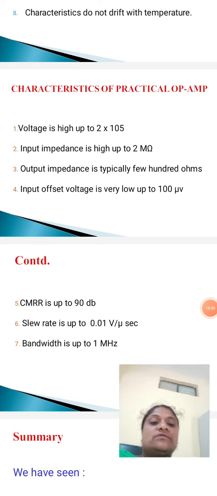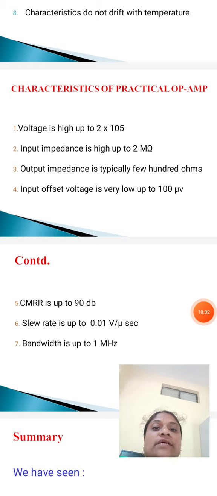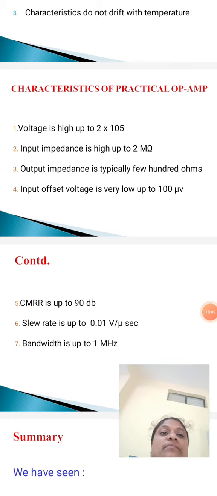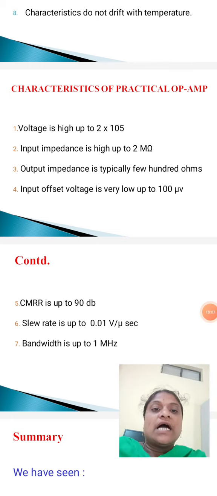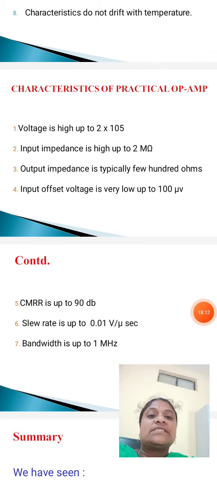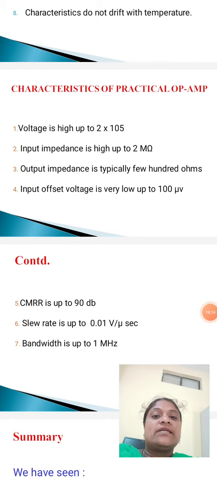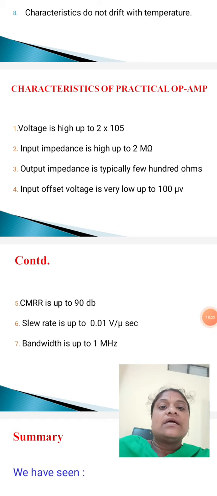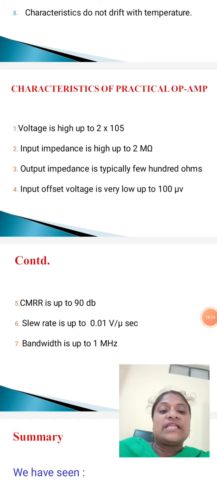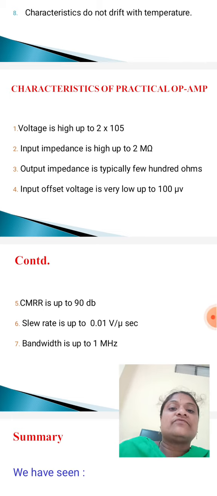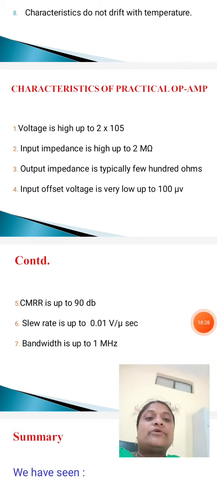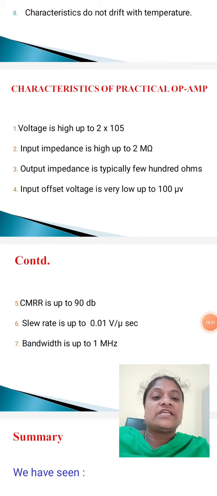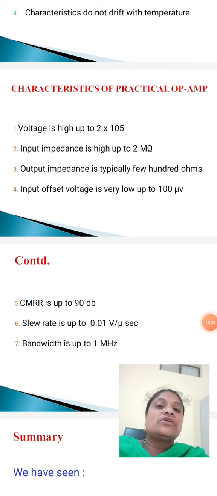The third characteristic of a practical op-amp is that output impedance is typically a few hundred ohms. The next characteristic of practical op-amp IC 741 is that input offset voltage is very low. What is the value of input offset voltage? It is very low, up to 100 microvolts.